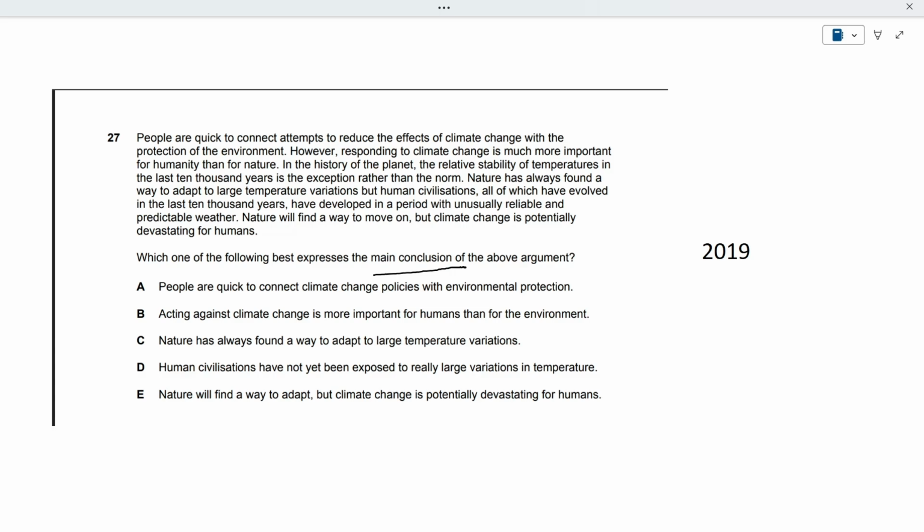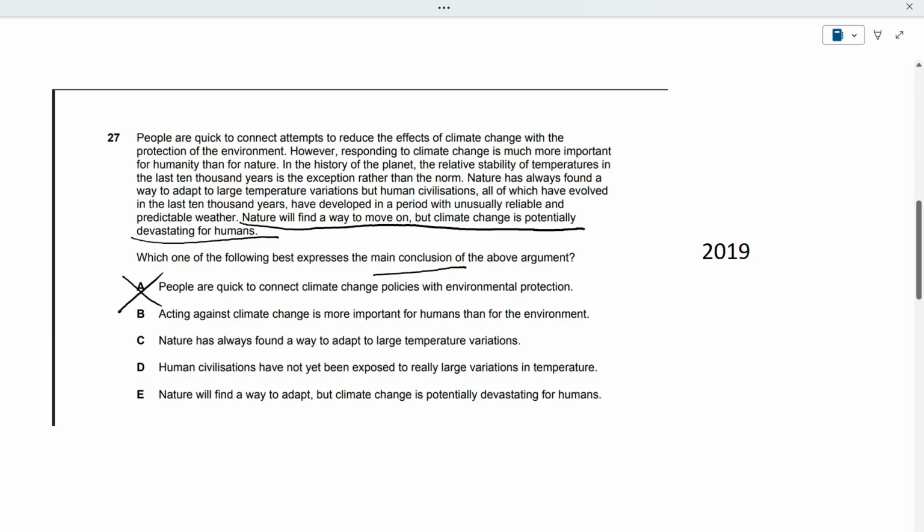Okay, let's try and rule a couple out. People are quick to connect climate change policies with environmental protection. It's probably not that, because is any of this at the bottom really about that? Not really. It's not always the last sentence, but often the last sentence will give you a clue. Nature will find a way to move on, but climate change is potentially devastating for humans. Therefore, people are quick to connect climate change policies with environmental protection. It doesn't work at all, right? It would go the other way, so we can rule out A.